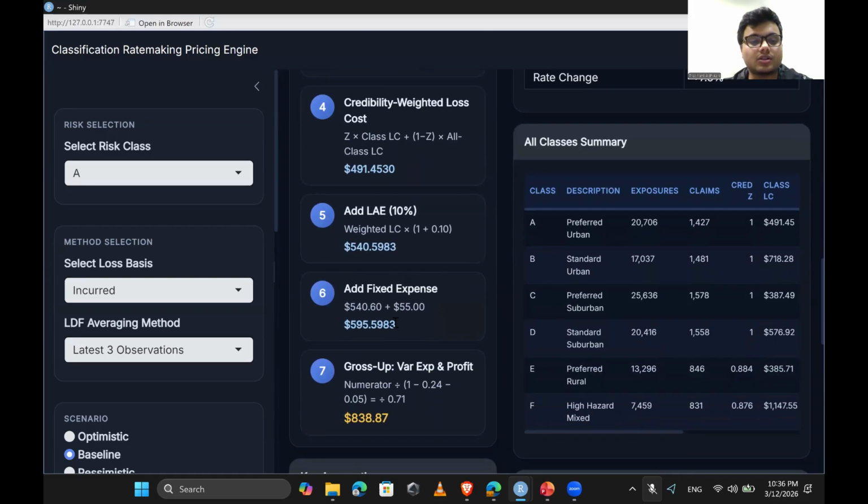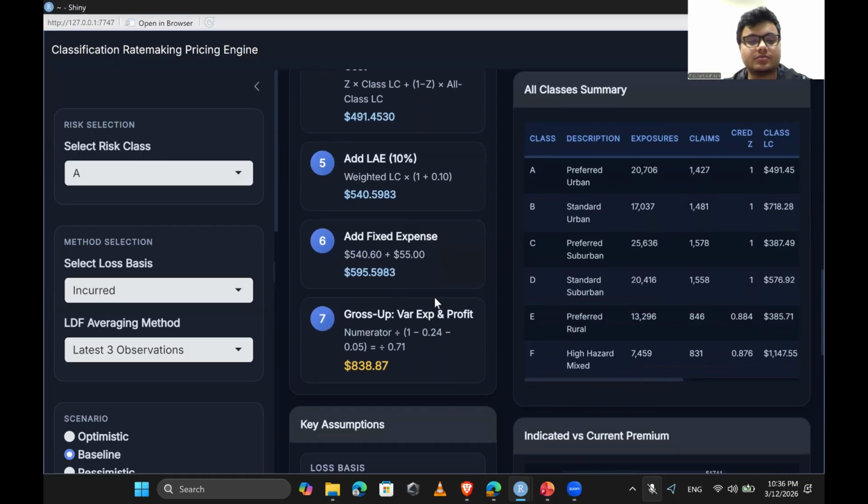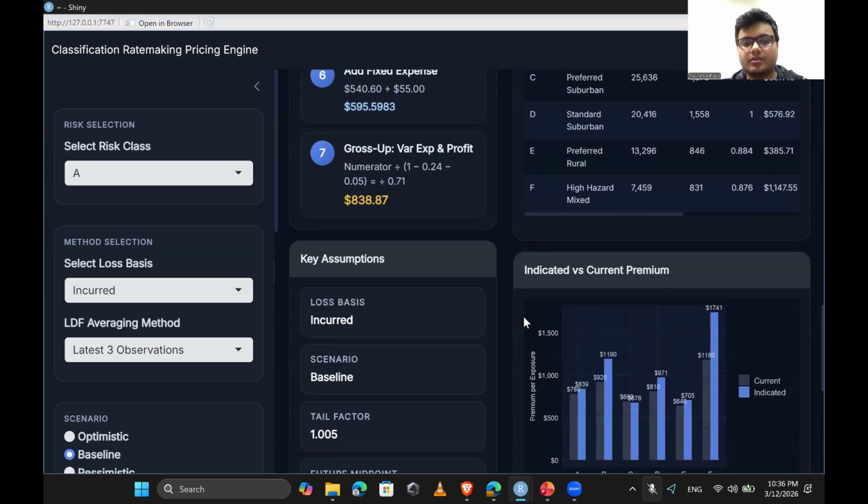Step seven applies the gross up denominator of 0.71, which is one minus variable expense and minus the profit provisions. And these seven steps help us to track how we calculate the premium of 838.87.